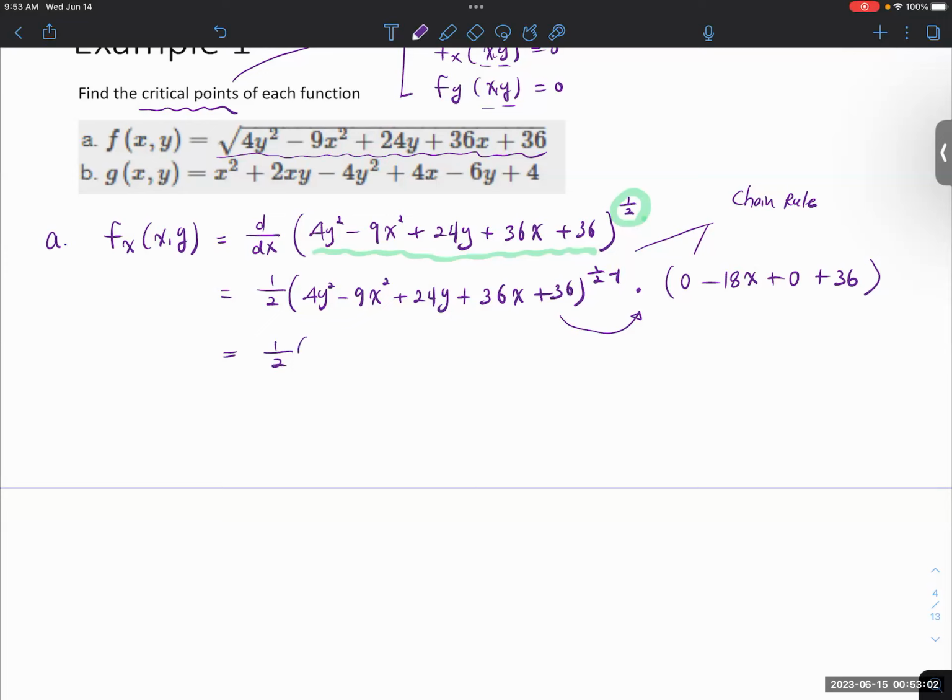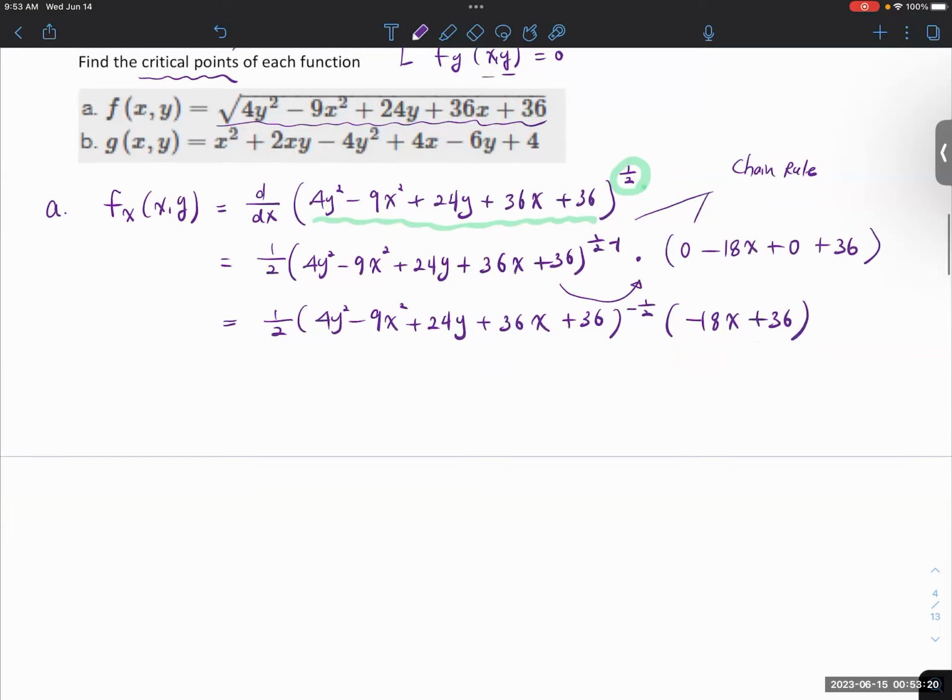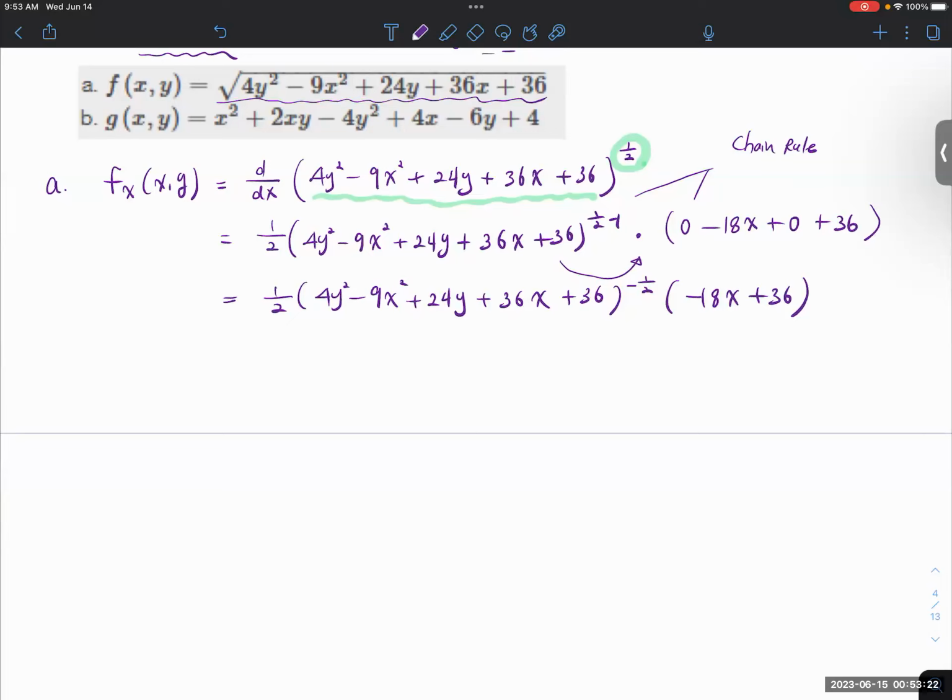So 1/2, (4y² + 9x² + 24y − 36x + 36)^(−1/2), and we have (−18x + 36). And then let me simplify as much as I can. So let me divide it by 2. So 2, I'm going to multiply with them. So 2, this is going to be negative 9. This is going to be 18.